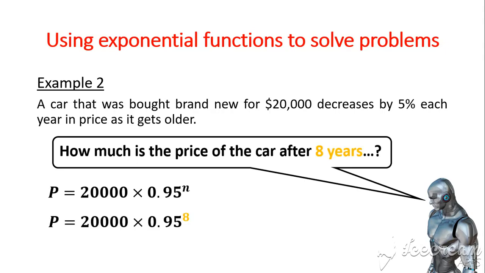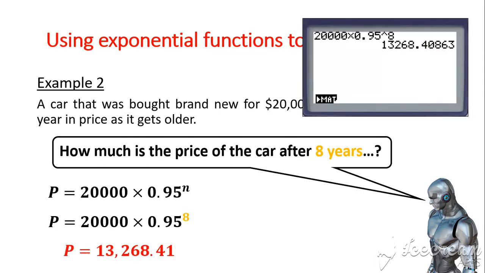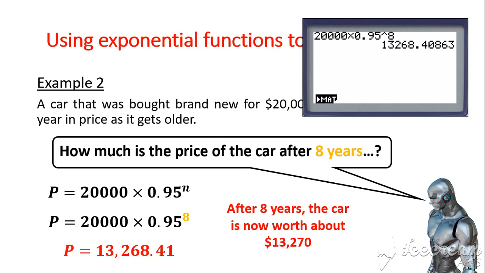N represents 8, so let's substitute in 8 and go 20,000 times 0.95 to the power of 8, and we get 13268.40863. Because it's to do with money, we'll round it to 2 decimal places, but actually I'm going to be more sensible and say after 8 years, the car is now worth about $13,270. We don't say, oh, how much do you want to sell your car for? $13,268.41. That's a little bit weird, so we'll round it to $13,270.